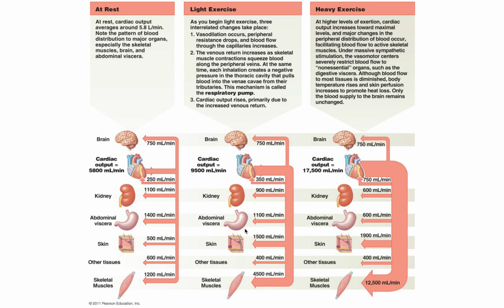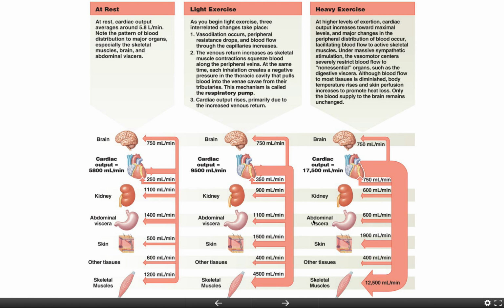So when we exercise, more blood flow is sent to the muscles and the skin. We decrease blood flow to our digestive organs and other organs. Only blood flow to the brain remains constant. See, the brain is getting the same amount no matter what we're doing because we don't want to take blood away from our brain. It's important.